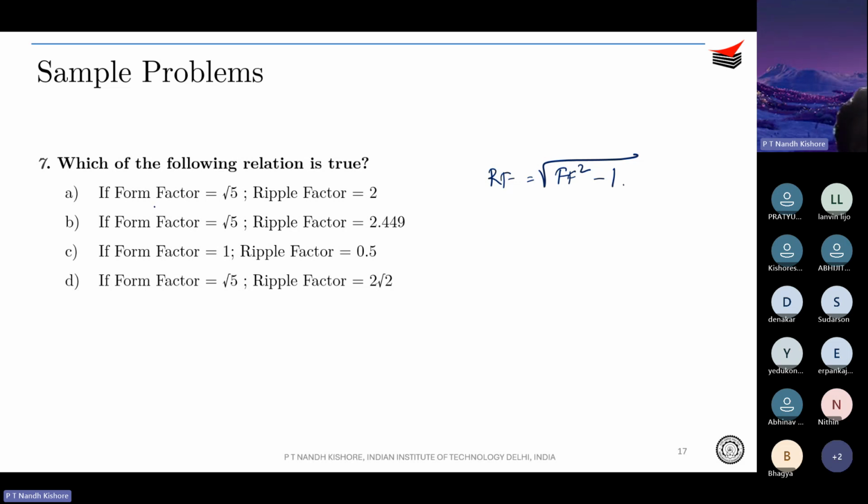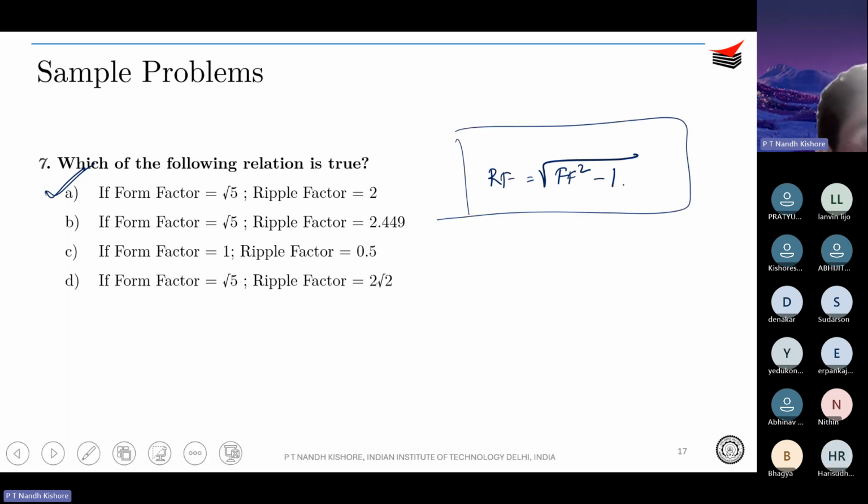The first option says if form factor is root 5, ripple factor is 2. So root 5 square is 5, minus 1 is 4, and root 4 is 2. So this answer matches. Ripple factor is root of form factor square minus 1. That's the key.